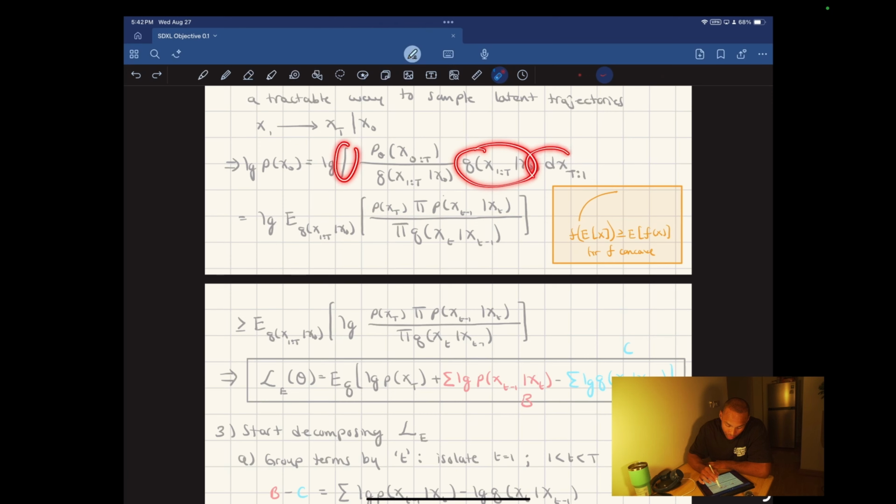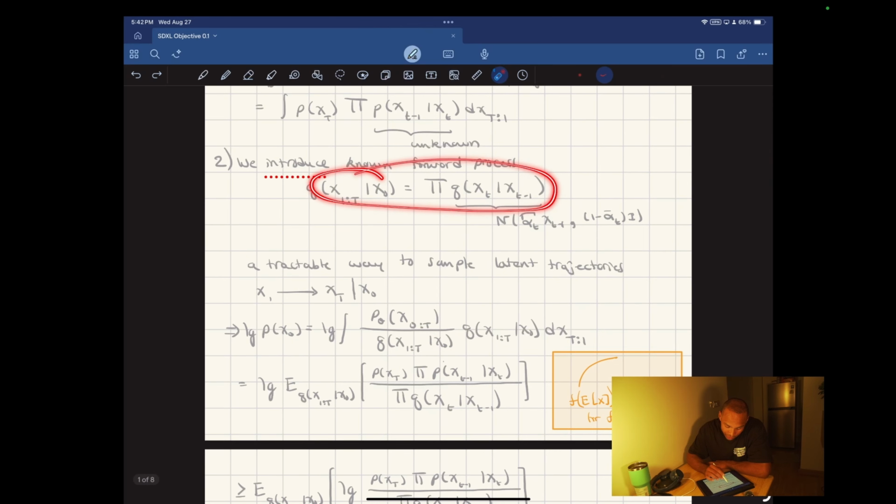This in the integral, right, means this is an expectation under this, right? So we turn it into an expectation. The log stays outside of the expectation, and then this is the known forward process, right? We're just swapping this and this, okay?